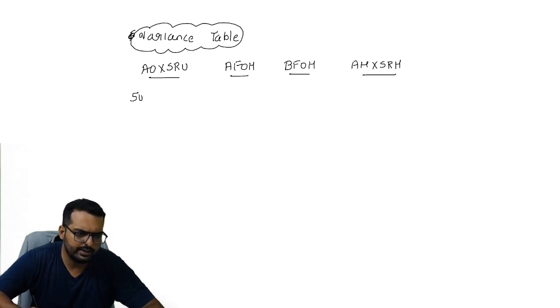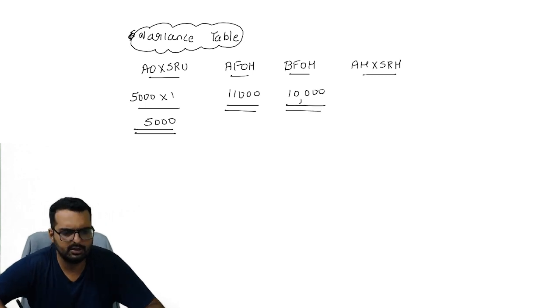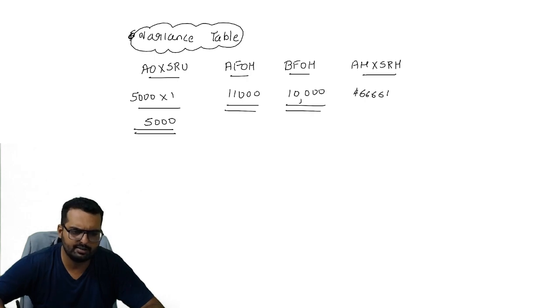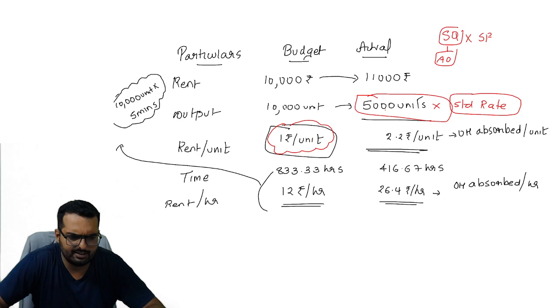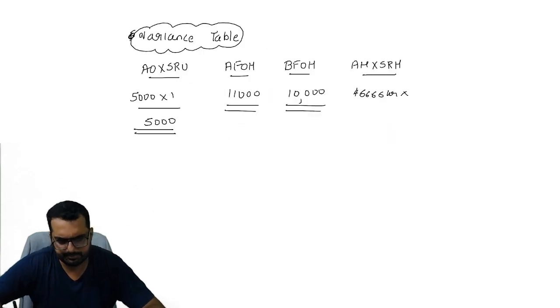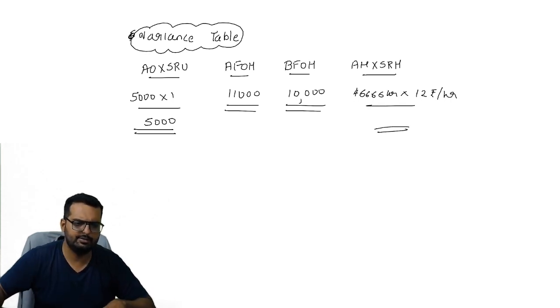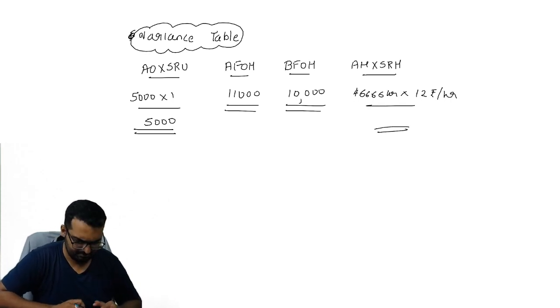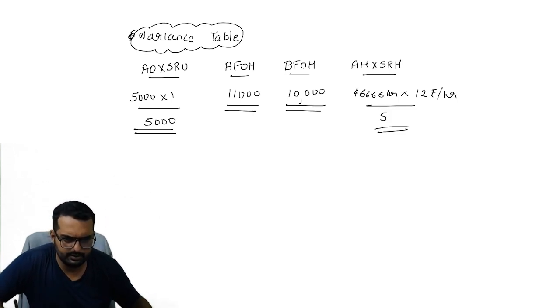So actual output is 5,000. SRU is 1. You get 5,000. All right. AFOH is 11,000. BFOH is budgeted fixed overhead, how much? 10,000. AH into SRH. What was the actual hours? 466.66 hours, multiplied by standard rate per hour, which was 12 rupees per hour. Logic, I will tell you. First, let's complete writing this. You'll get the total as 5,600 rupees over here.